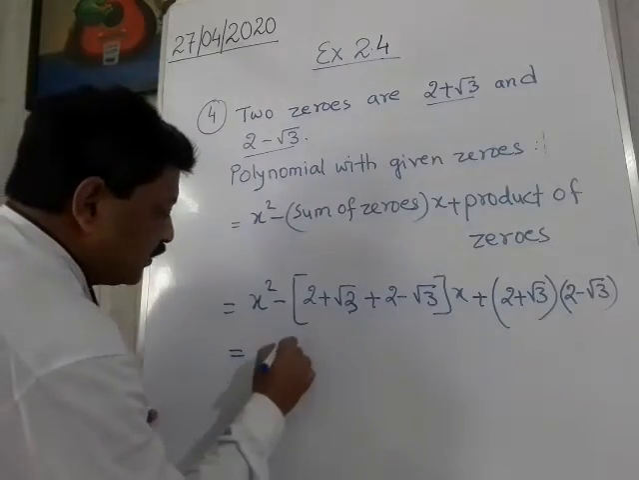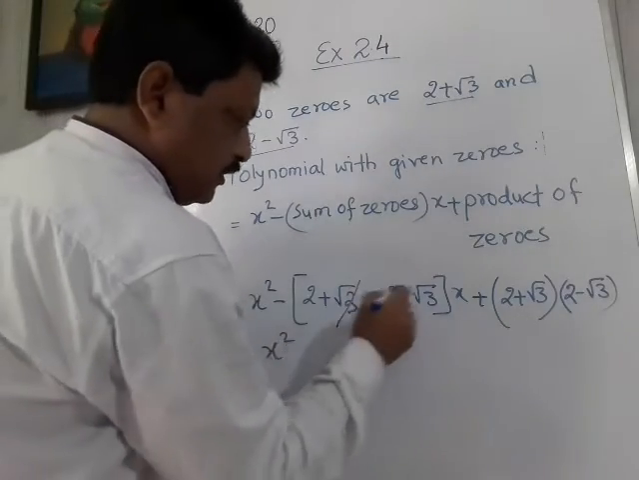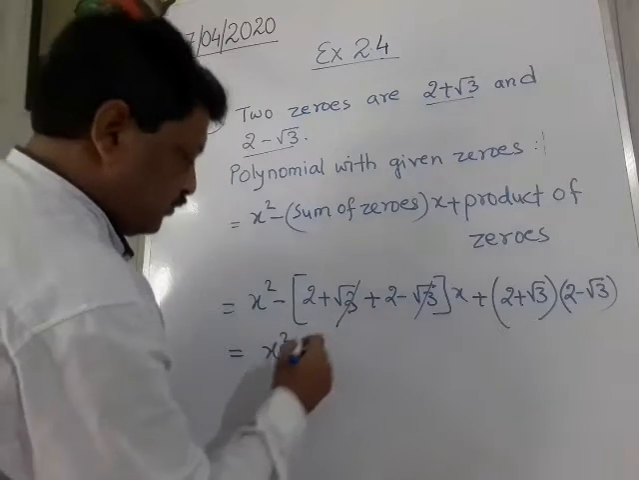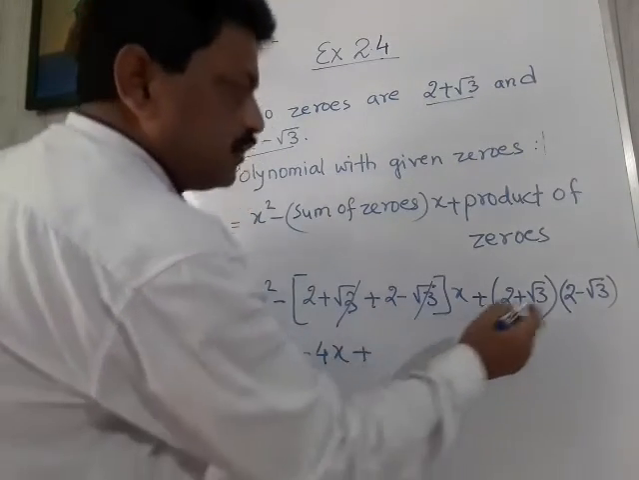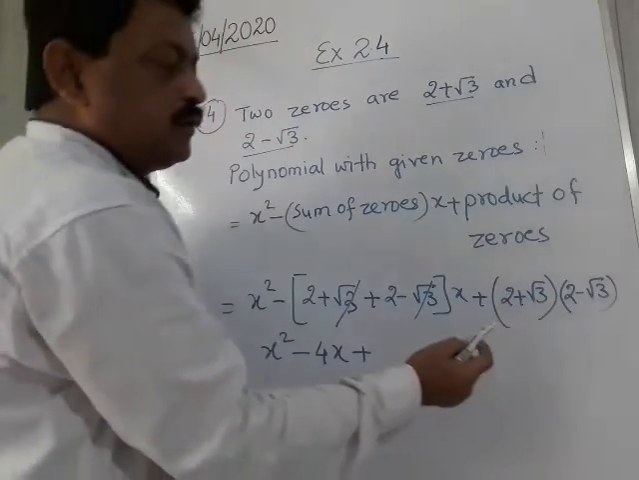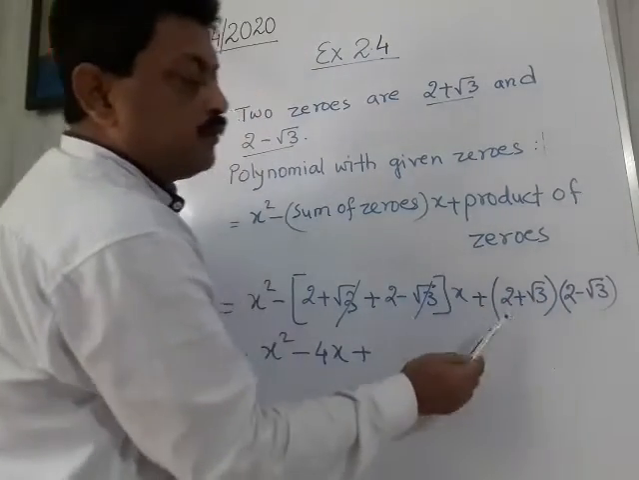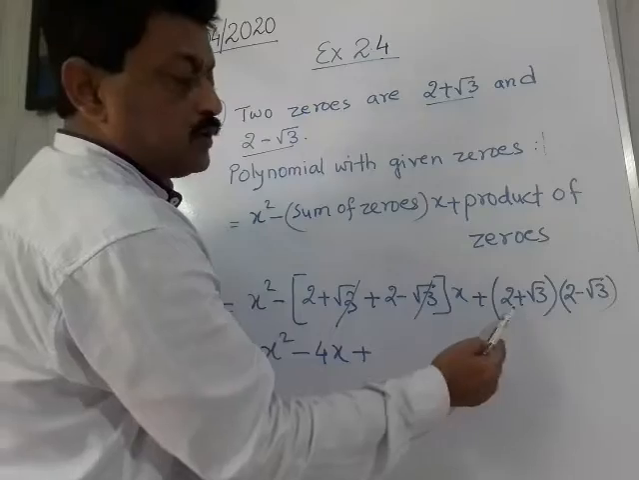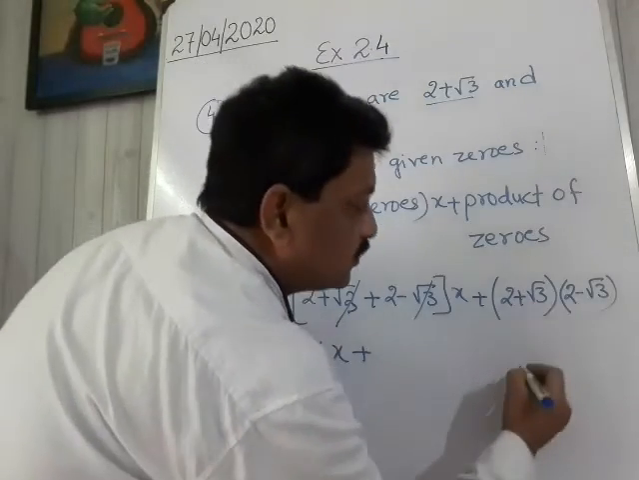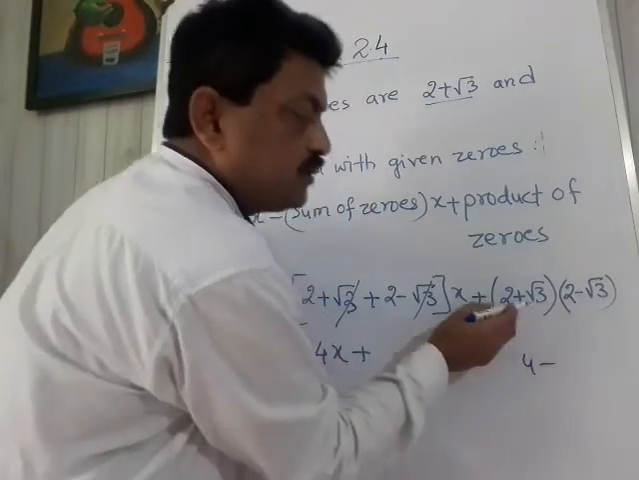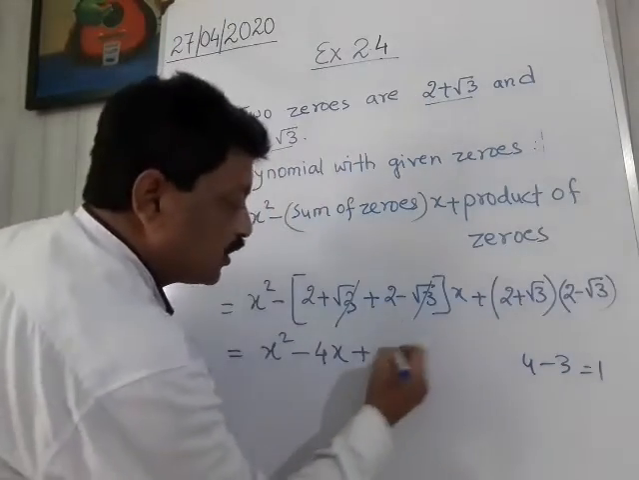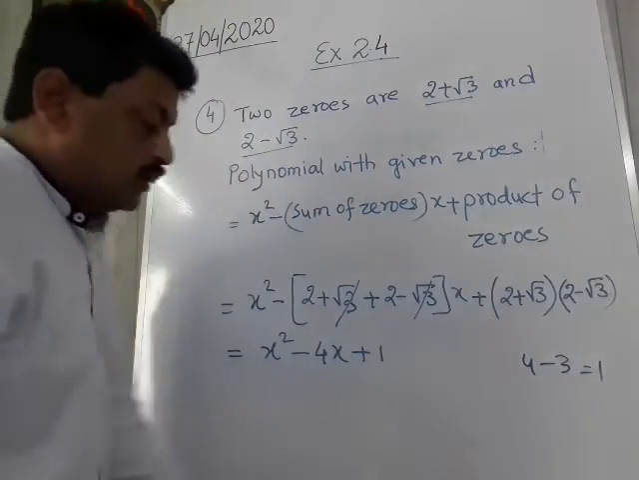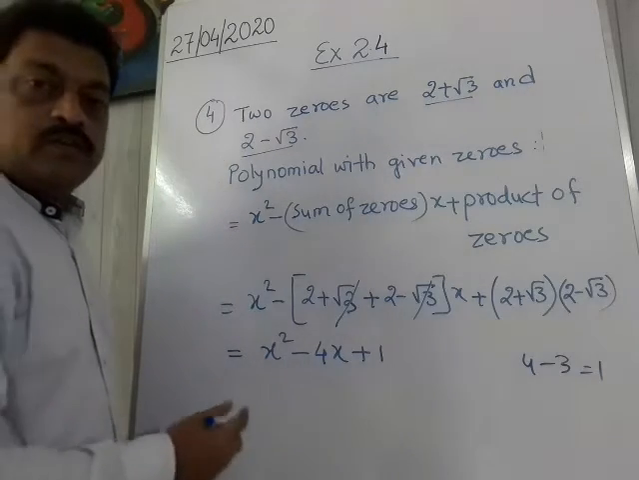So it is x square. This root 3 and root 3 will be cancelled. So 2 plus 2 is 4, x square minus 4x plus, 2 plus root 3 and 2 minus root 3 is in the form of a plus b into a minus b. So a square minus b square. A square is 2 square, means 4, and b square is root 3 square, that is 3, so that is 1. So product of the zeros is 1. So here is the polynomial with the given zeros.